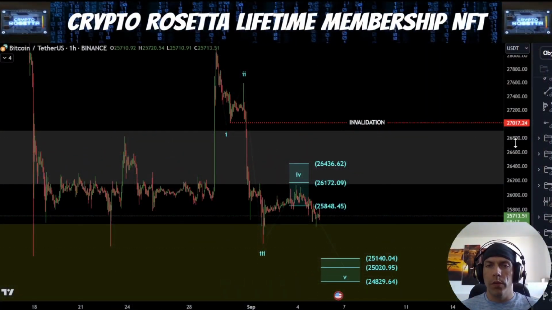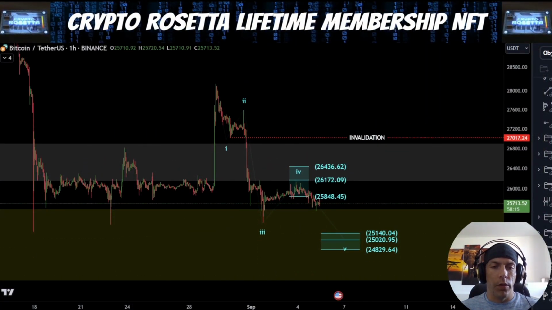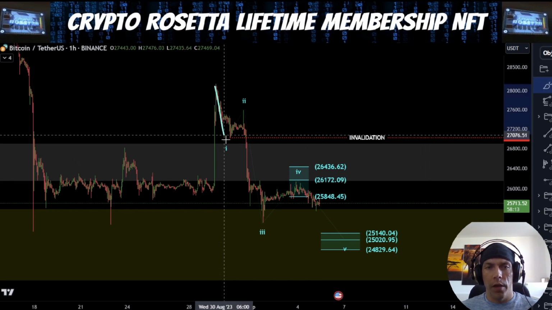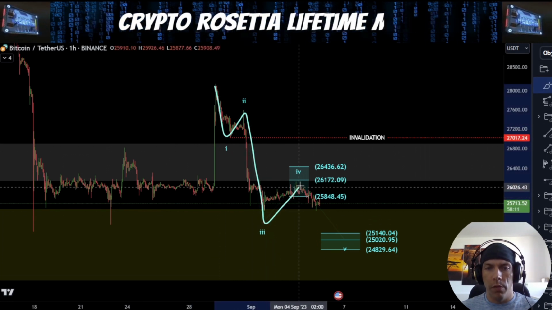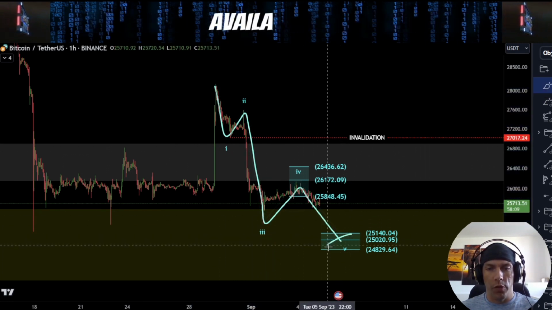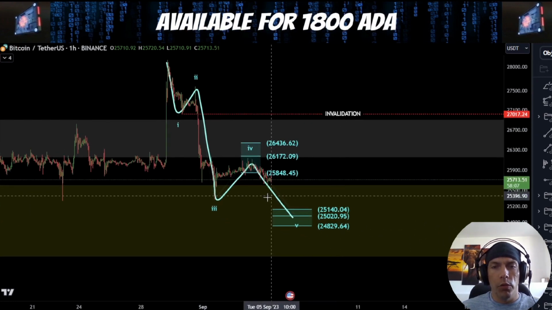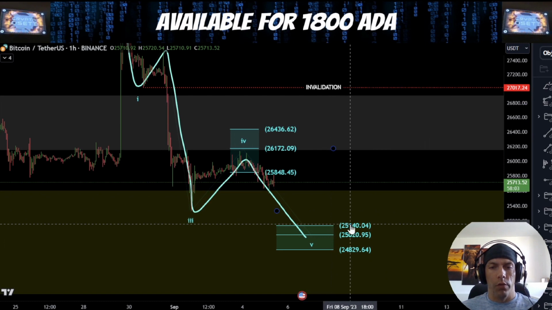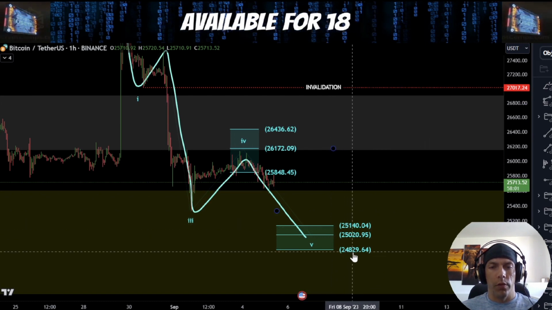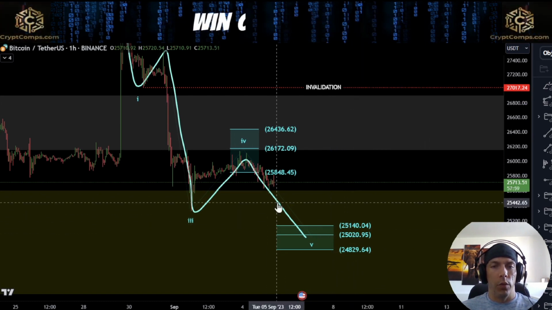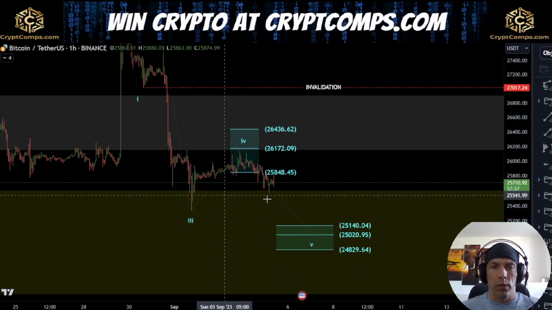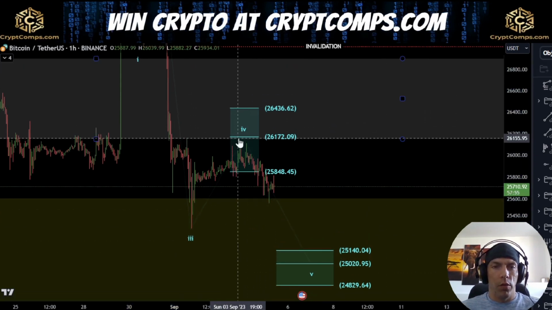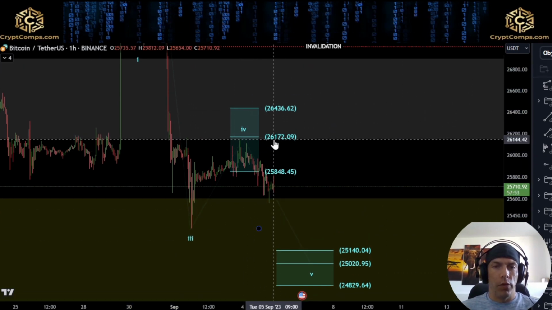Okay, so in the previous video we were discussing the idea of this being a five-wave move off the high here, where this becomes 1, 2, 3, 4, and what we're saying is we're looking for this potential of this fifth wave here, which could look to carry us down towards this zone of this 25,140 to this 24,429 level. Now we have actually rejected off of just below the 0.382, which is sitting here at this 26,172.